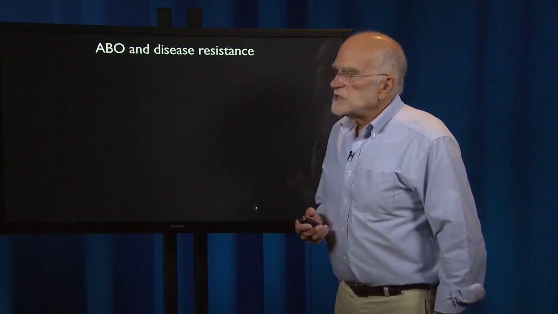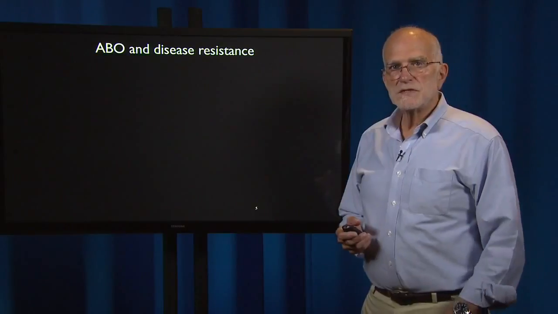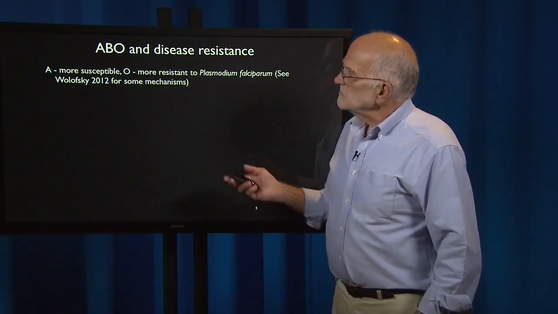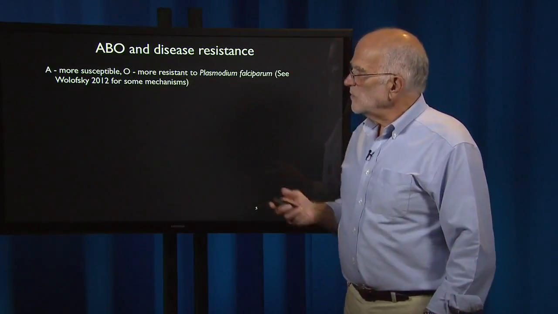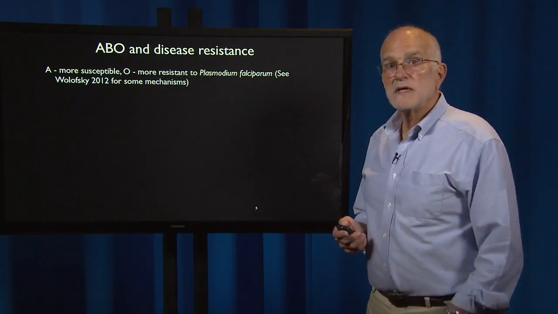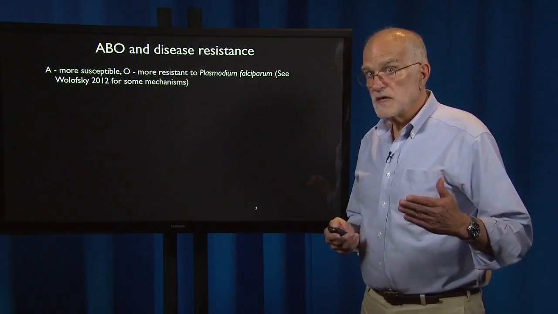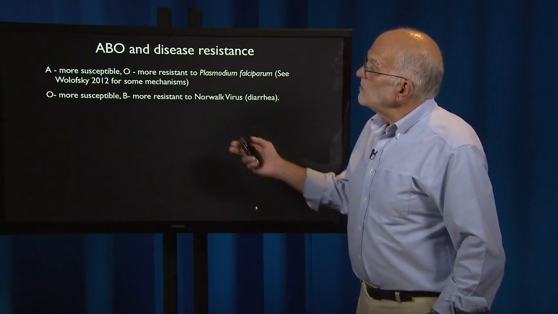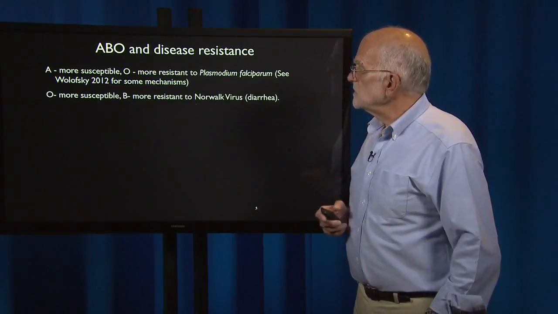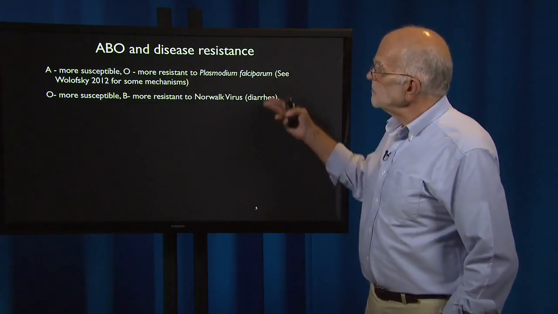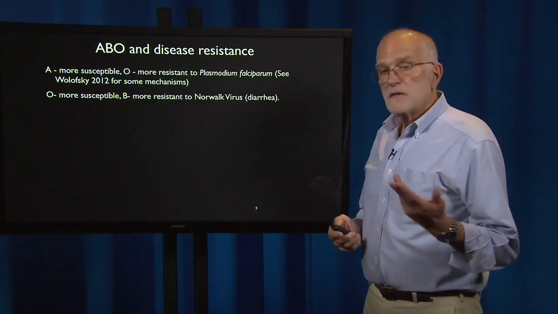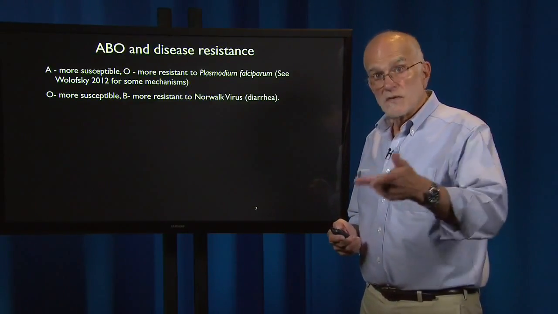One of the genetic systems that's implicated in disease resistance is the ABO blood group system. For example, people who are blood type A are more susceptible, and people who are blood type O are more resistant to Plasmodium falciparum. That is the pathogen that causes the nastier type of malaria. People with blood type O, on the other hand, are more susceptible, and people with blood type B are more resistant to Norwalk virus. So these are both serious issues, and you can see here that there's a trade-off going on among these genetic variants. The one that's good for resisting one disease is not good for resisting another.